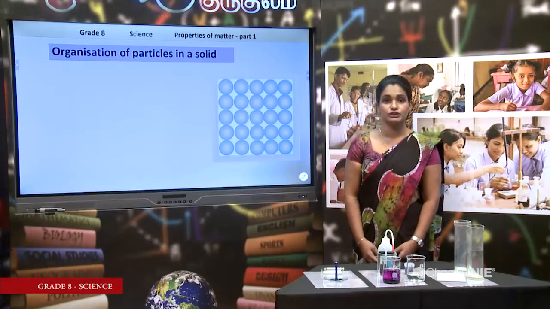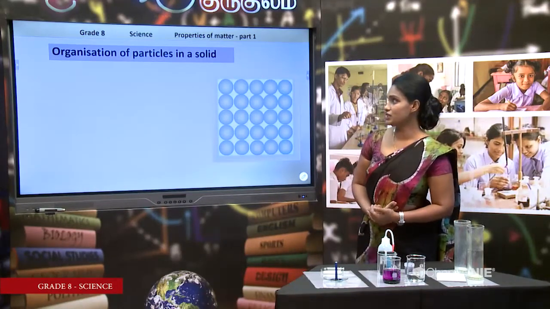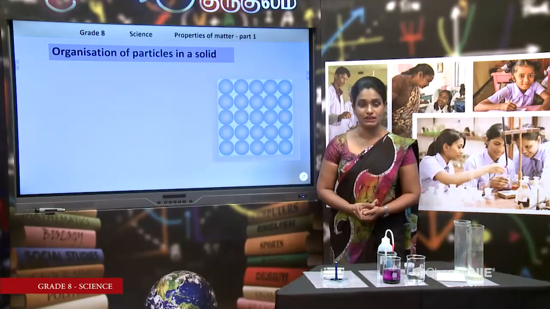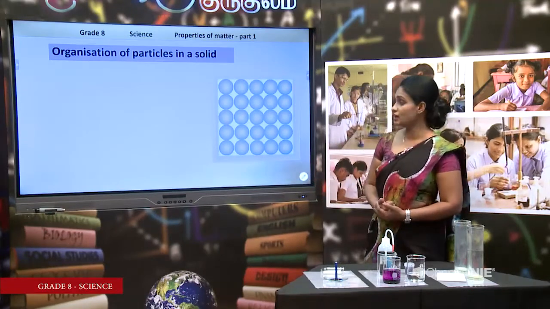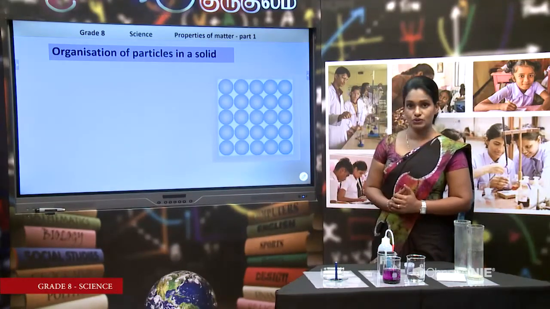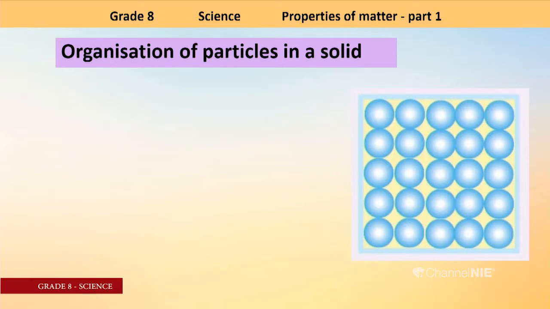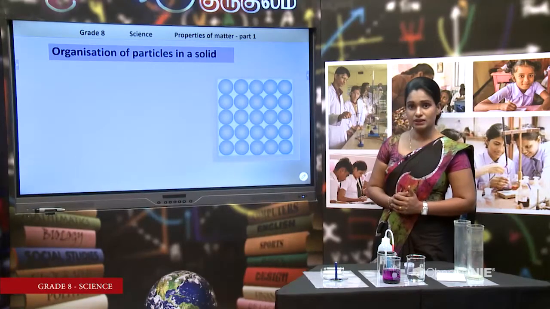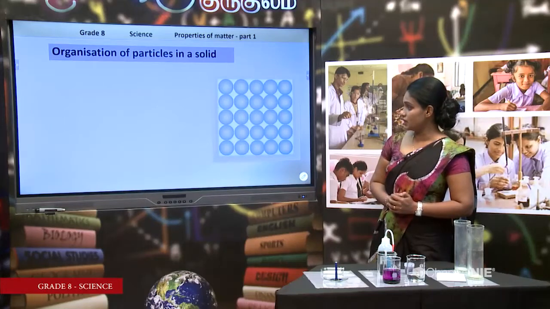Okay, now we are going to talk about the organization of particles in a solid. In this picture, you can see there are particles. Those particles are solid particles. As we talked about in our previous examples, you can remember the arrangement type. Let us see what the properties are in this manner.